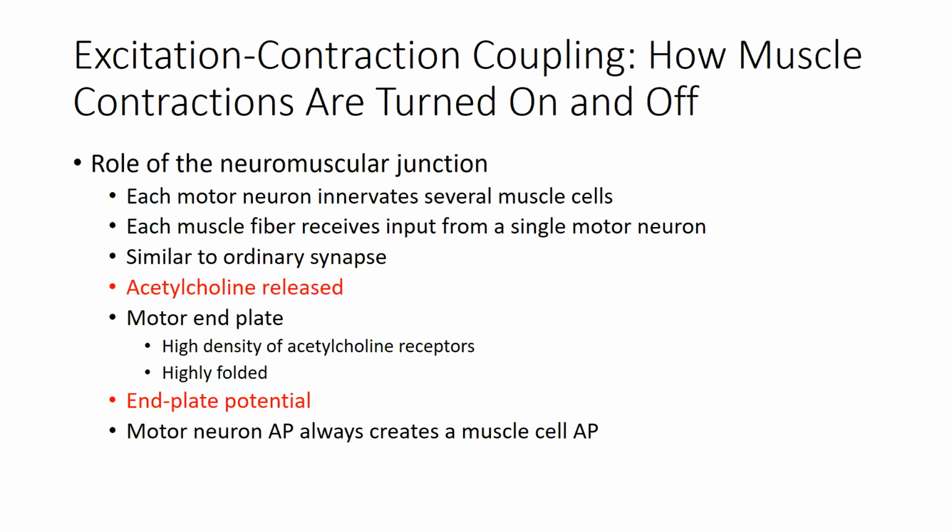We also spoke about the motor end plate, which is the highly folded membrane of the muscle fiber. And we talked about the end plate potential, which was what happened when, again, acetylcholine binds to that nicotinic receptor. It's going to depolarize that membrane as a result of sodium rushing in, more so than potassium rushes out. So that specifically was called an end plate potential in muscle fiber.